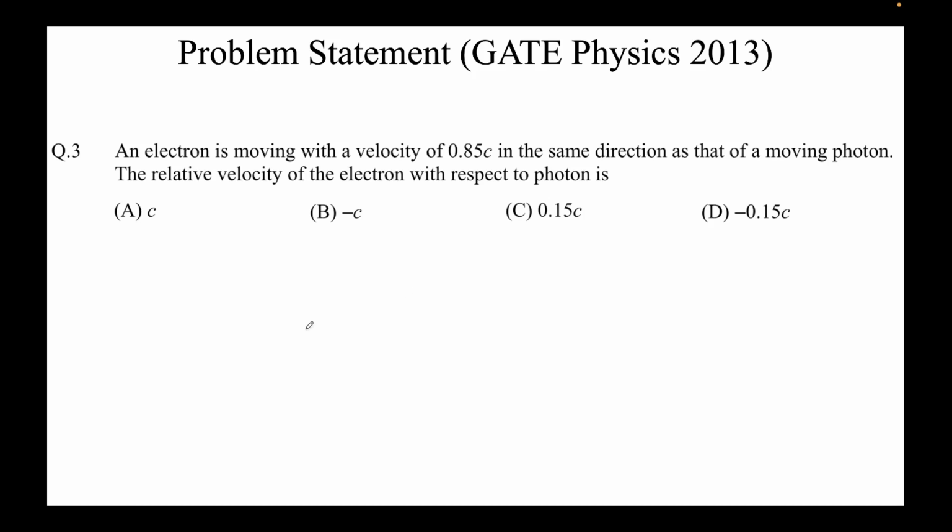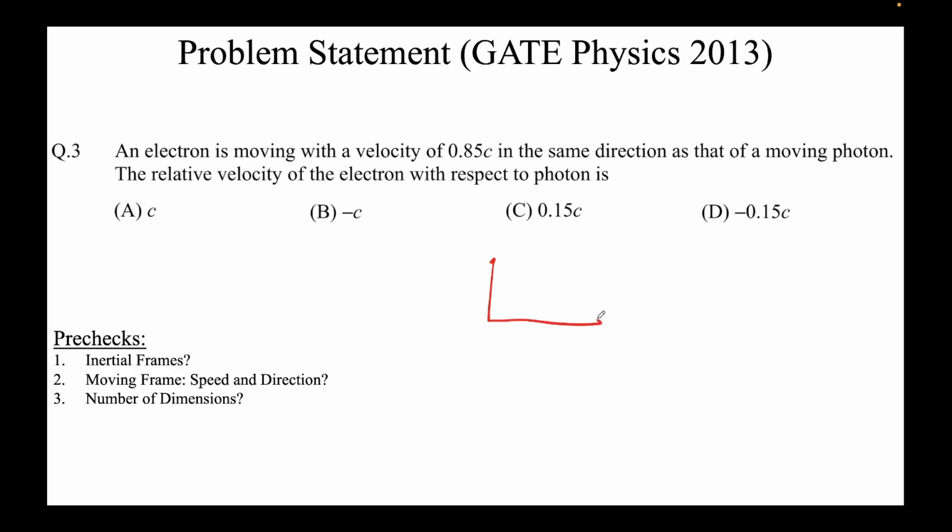Before we start solving this problem, it's important to do some pre-checks. So we'll check what the frames are here. I'll draw first my frame S. This is my rest frame, you can say. This is the frame where I saw that an electron is moving and a photon is moving, right? This is the frame where I saw that. This is the rest frame. This is 0.85 c, and this obviously will be moving at c.